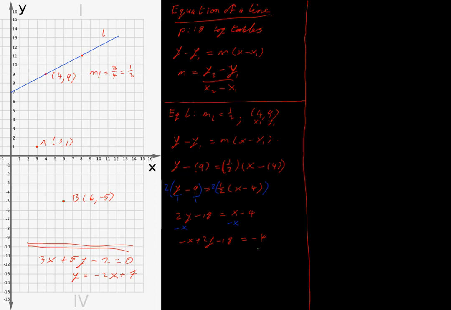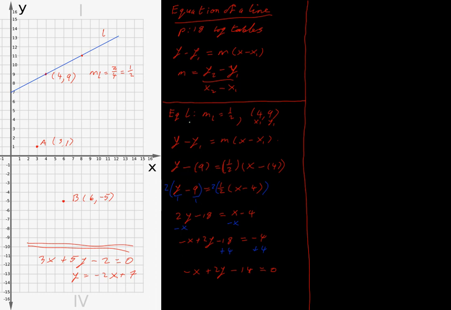And I want 0 on this side, so I'm going to add 4 to both sides. I must do it to both sides to keep my equation balanced. I have minus x plus 2y minus 14 is equal to 0. And that's my equation written out in the way that we like it, with all of the x, y, and number over on the left is equal to 0. So that's one type of equation of the line question done.